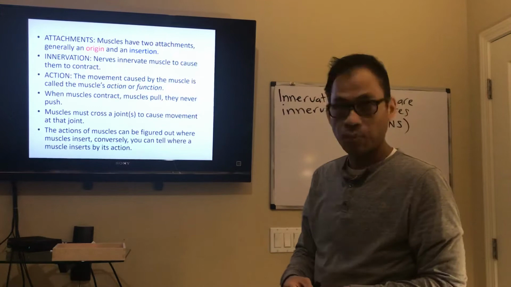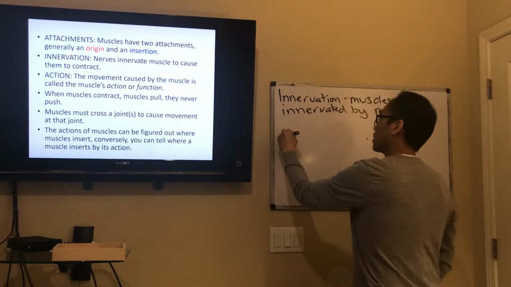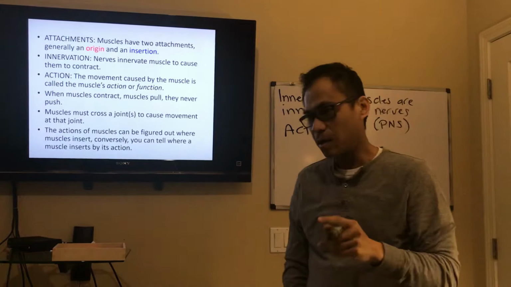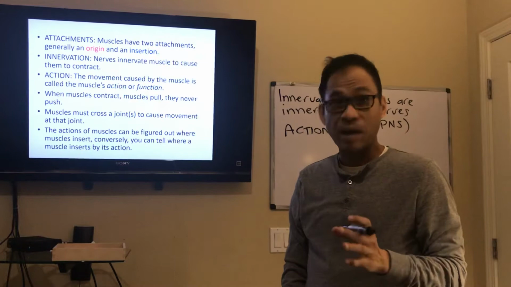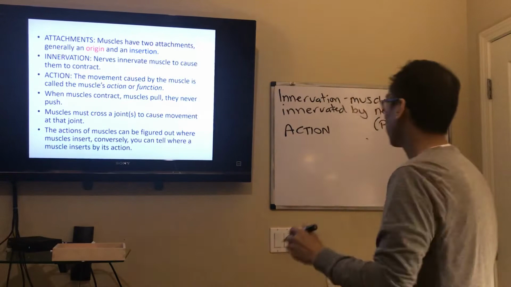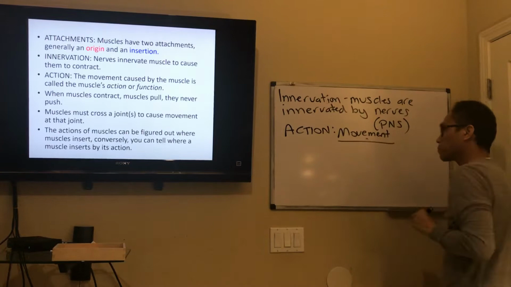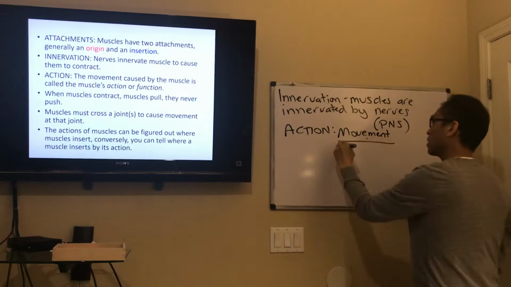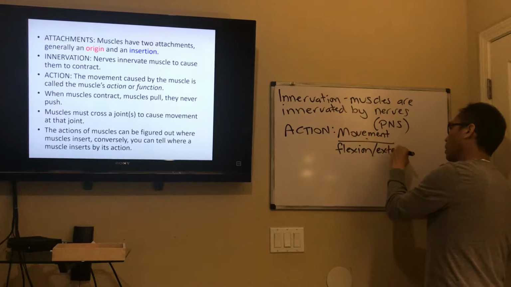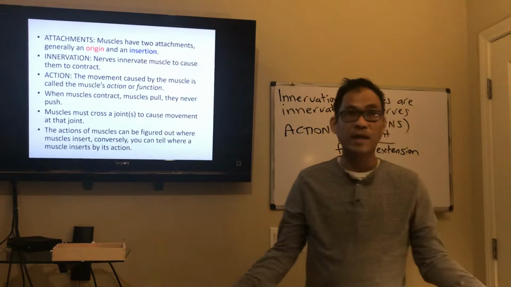Okay, that's innervation, but more on action, how muscles move joints. There's a particular way you have to describe, name the action. You have to describe the movement and describe the joint or region that's moving. So naming muscle actions, get the movement. Like, for example, flexion, extension. From the anatomical position, we talked about these before.